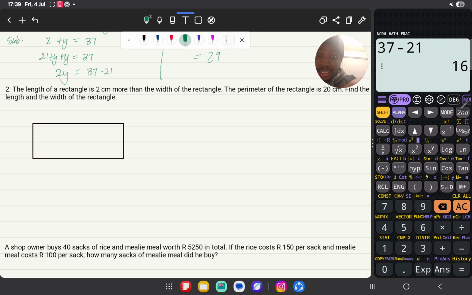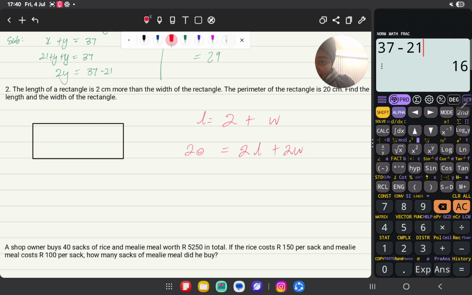So okay, now they are saying the length is actually 2 more. Let me use an L for this one. Length equals 2 plus width. So the length is 2 centimeters more than the width, right? Makes sense, yes? Then the perimeter is 20. So 20 equals what? Remember, the perimeter is calculated by 2 times length plus 2 times width.